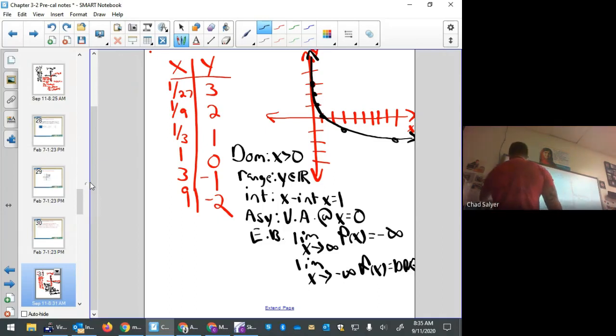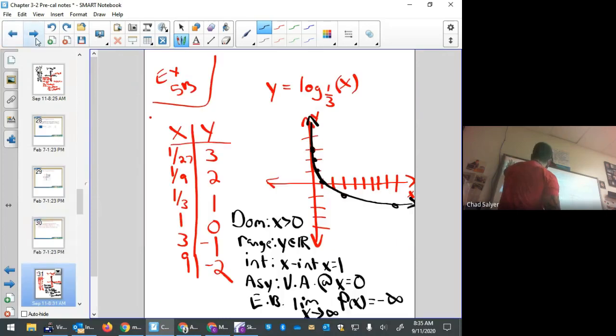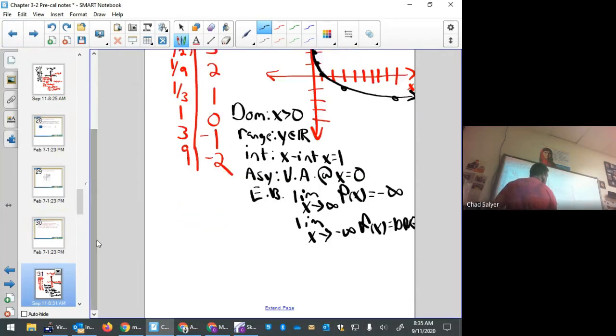Let's see, what else am I missing here? Intervals of behavior, I guess. And so the interval of behavior, only one, 0 to infinity, and it will forever be decreasing.